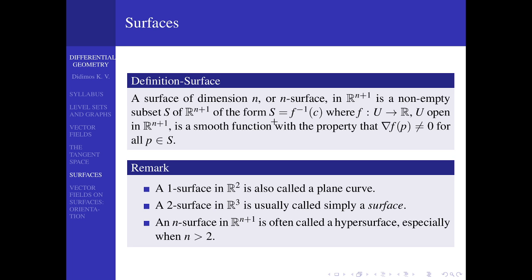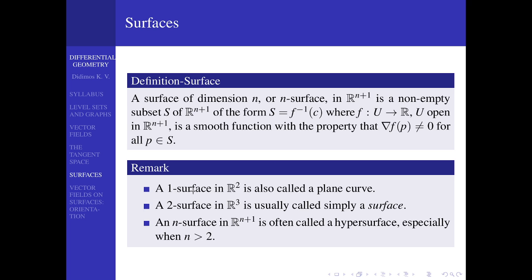That means first of all that S should be a level set of some smooth function, and every point of that S should be a regular point. Del F(p) not equal to 0 means that the point should be a regular point. So for a surface, we need two quantities, an open set and a smooth function defined on that open set. Then we can construct a surface using F^(-1)(c).